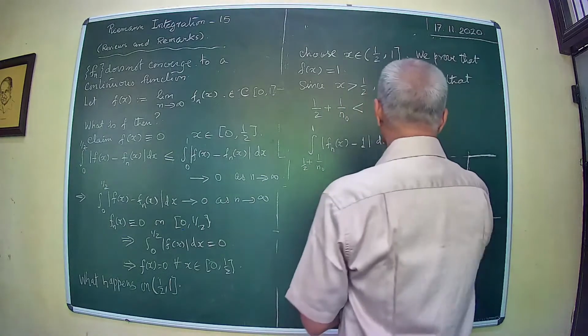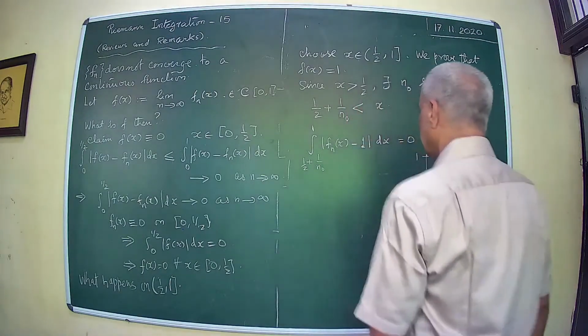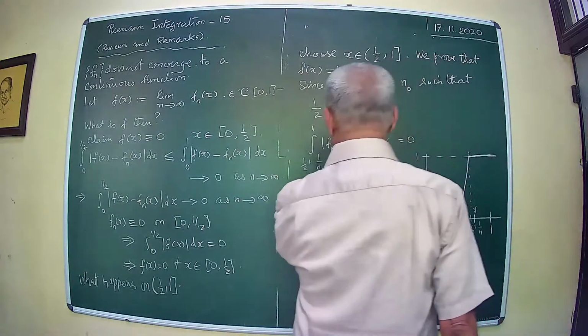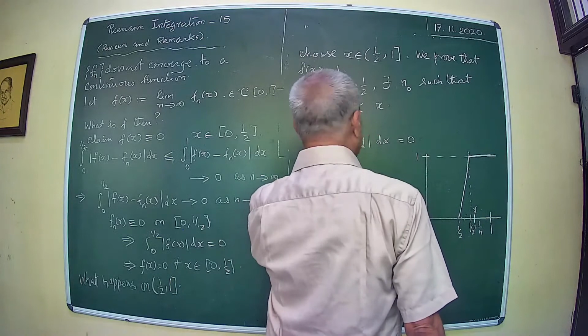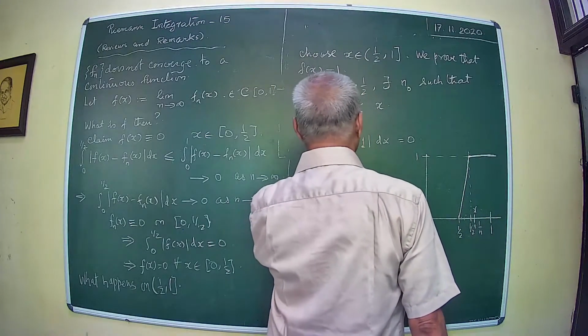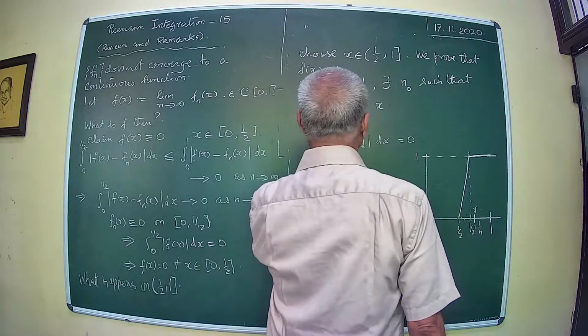You see that this is equal to 0. Why is it equal to 0? Because since x is greater than 1/2 plus 1 by n naught, f_n(x) is equal to 1. Okay?